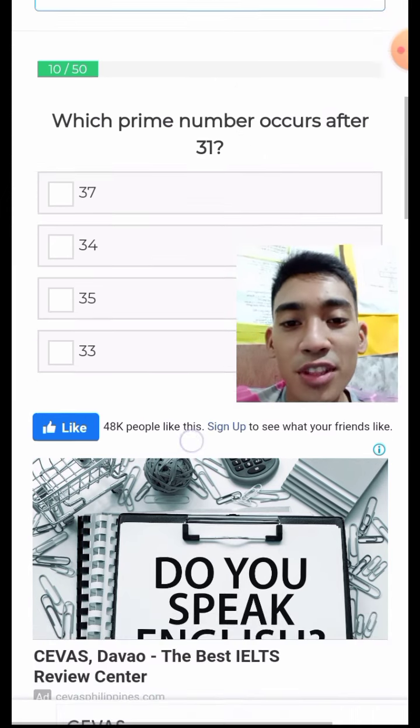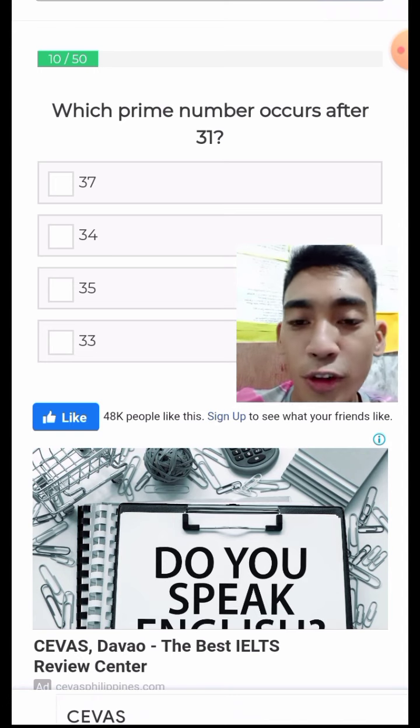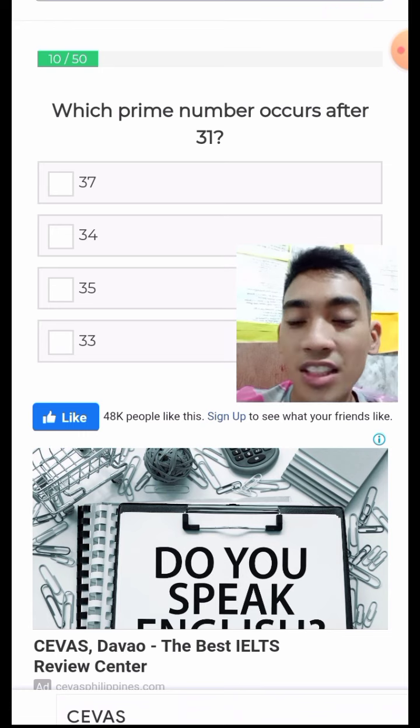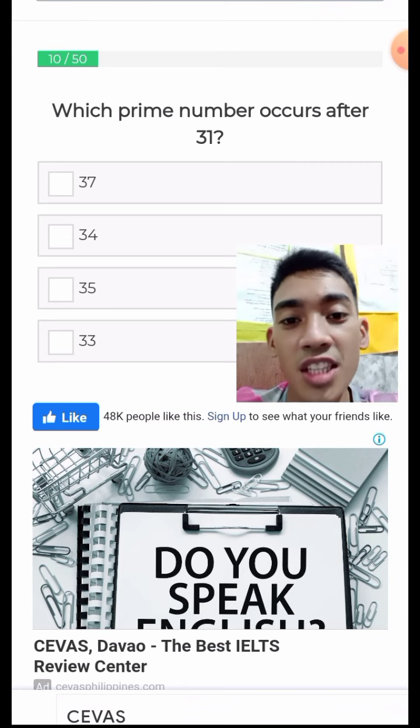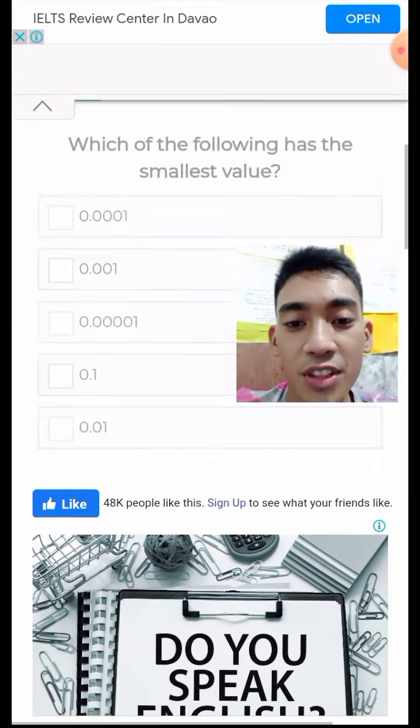So after 31, what is the prime number? Is it 37? Yes, it could be. 34, no, 17 times 2. 35, no, 35 times 1 and then 5 times 7. 33 times 1 and also 11 times 3. So 37. That's the prime number after 31.